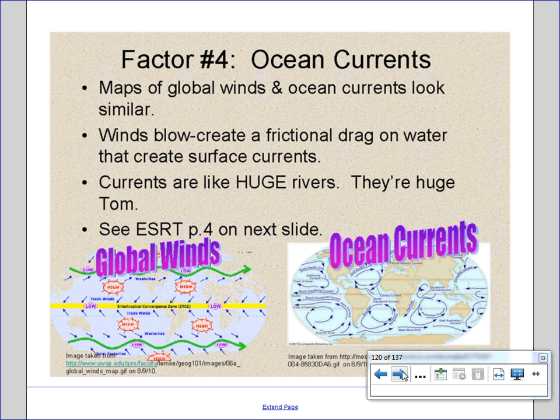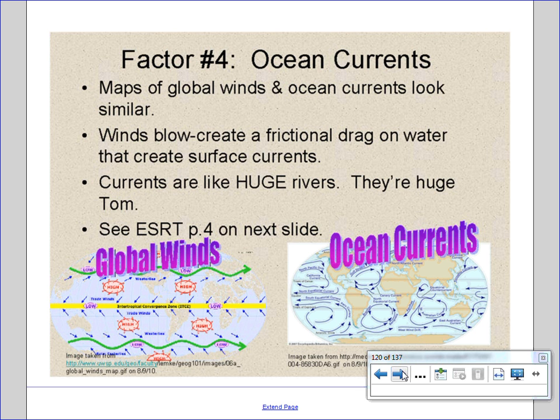Factor number 4, ocean currents. If you look at your reference tables and you look at the map of the ocean currents and then we look at global winds, we see that there's a connection between them. Right? It's the winds that create those surface currents on the edge, right?